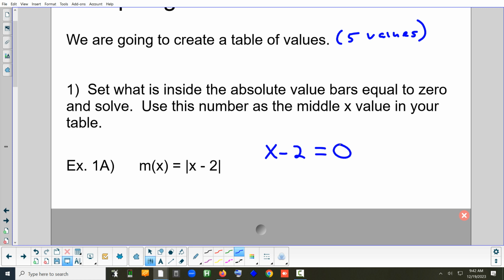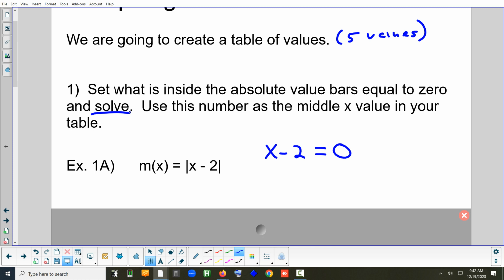And then what does it say to do after that? Set that equal to 0 and solve. So now we're going to solve it. You guys have a spot right under example 1. I think yours just says example. It doesn't say 1A. That's fine. You just put it right there.